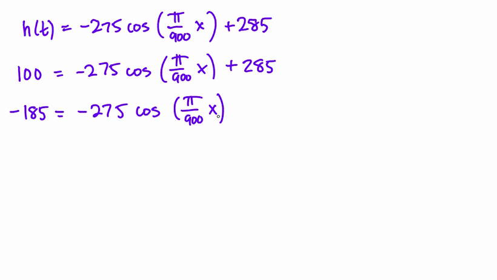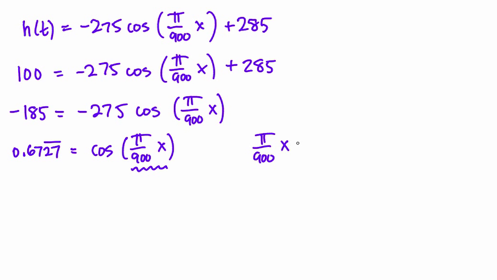Divide both sides by 275, and I get a decimal of about 0.6727. So I am using a calculator to help with some of this, but I am doing it from a much more algebraic approach. This is this value. Now, this is where it gets a little bit tricky. I'm going to make a substitution. Instead of solving for this complicated thing, pi over 900x, I'm just going to call that theta. So really what I want to solve is this question. And hopefully you can see that that's fairly easy to solve.